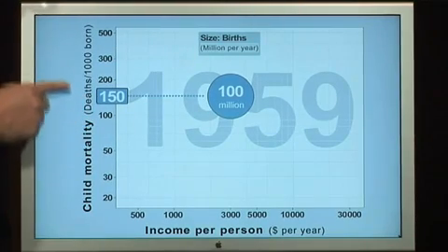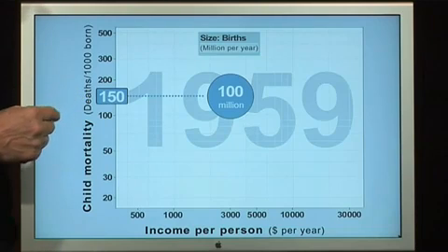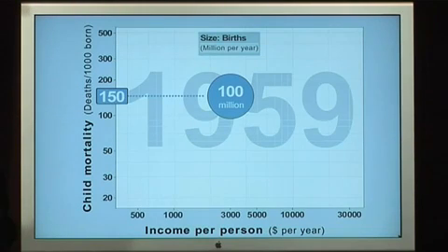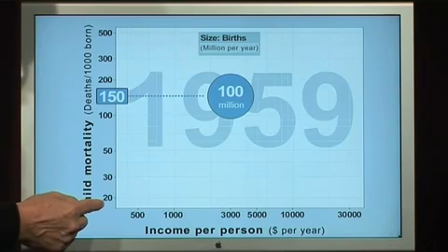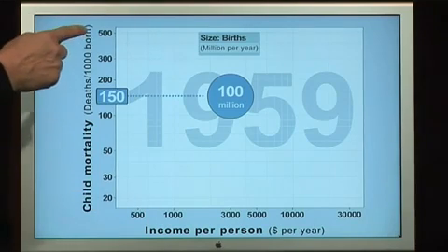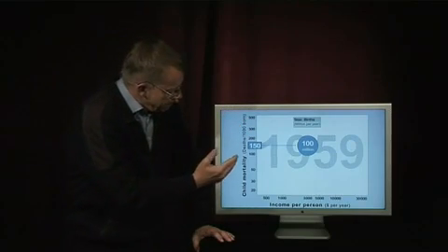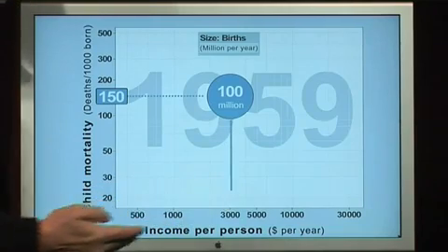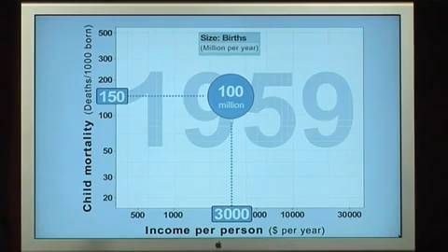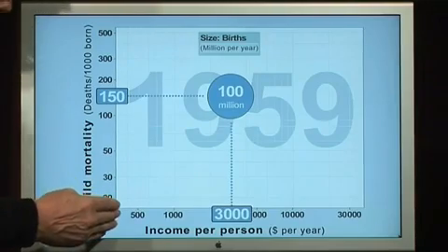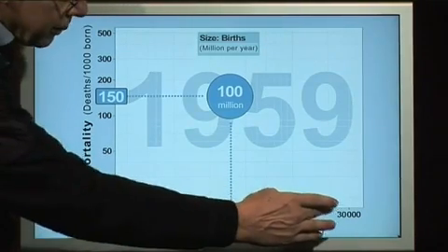The child mortality was 150 deaths per 1,000 children born. This axis goes from 20 deaths per 1,000 to 500 deaths per 1,000. And this axis down here shows the income per person. It was $3,000 per year in 1959. The axis goes from $500 all the way to $30,000.